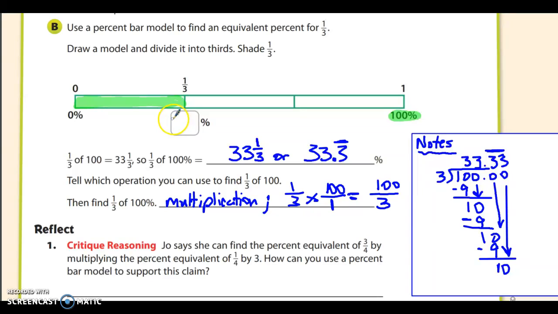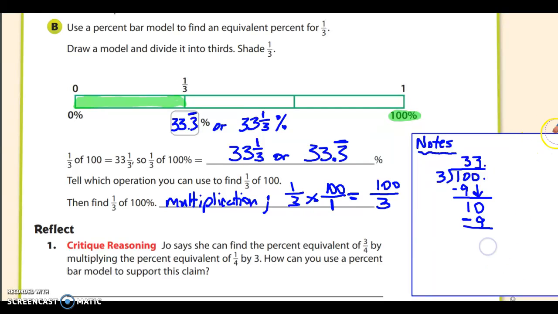33. We never even wrote it on here. 33.3 with a line over it, or 33 1/3. They're the same thing. How we could have done it here is if we didn't want to do a decimal, I got 33 whole, and then when I do 10 minus 9, I got 1, so it's 33 remainder 1. Well, 33 remainder 1 means 33 with a 1 over this divisor right here, which is 3. 33 with 1/3 left over.